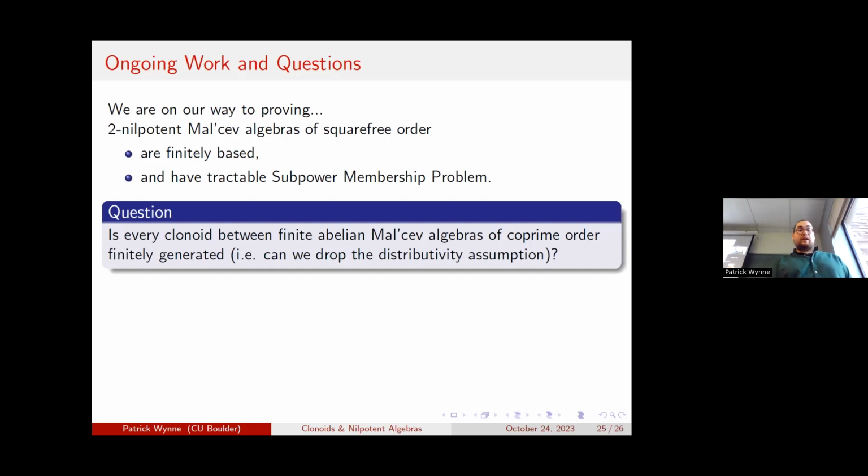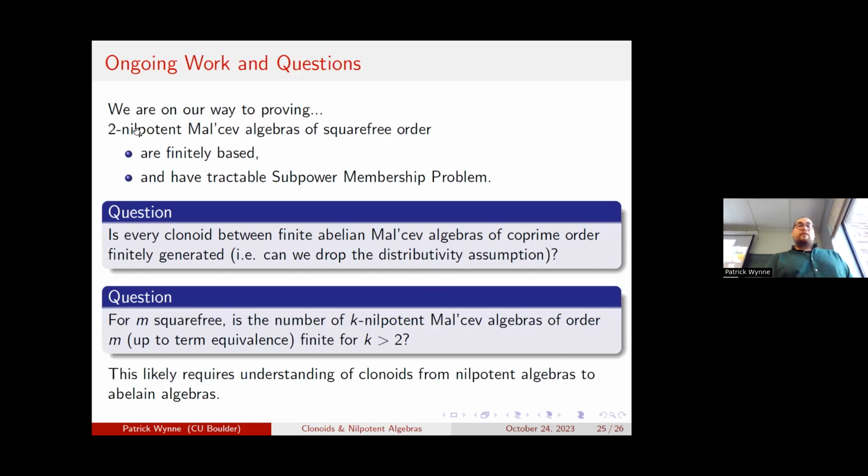And this is the question that I had before: is every clonoid between finite Malcev algebras of coprime order finitely generated? Can we get rid of this assumption that the source of our clonoid is a distributive module? Can we get rid of that distributivity assumption?